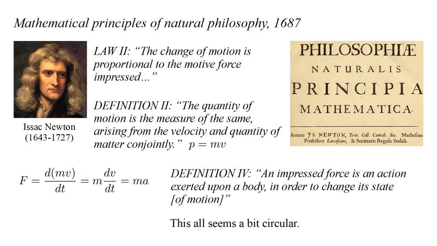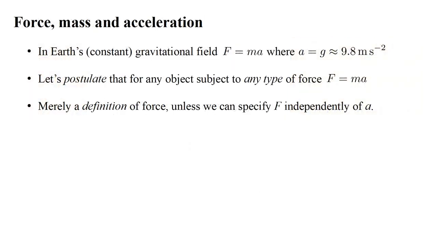But this all seems a bit circular. Newton tells us that the change of a body's state of motion is proportional to impressed force. But impressed force is defined as something that changes a body's state of motion. As it stands, F equals ma is merely a definition of force. If we observe the acceleration a of a mass m, then the force F acting on that mass is m times a.